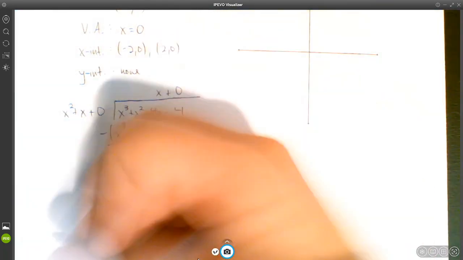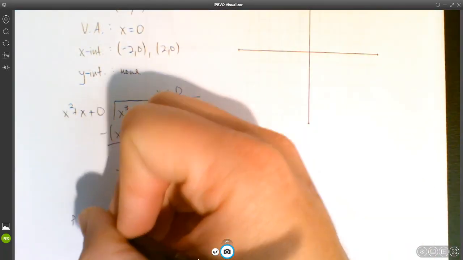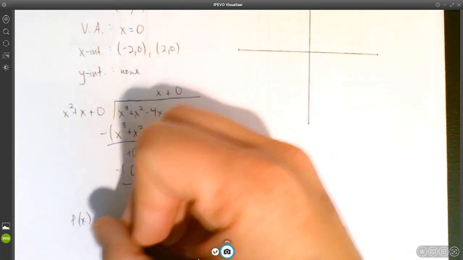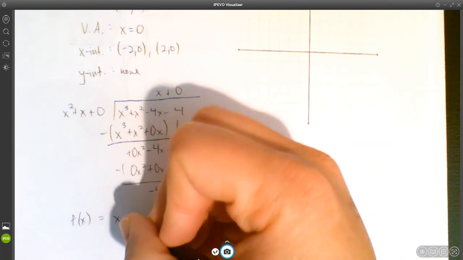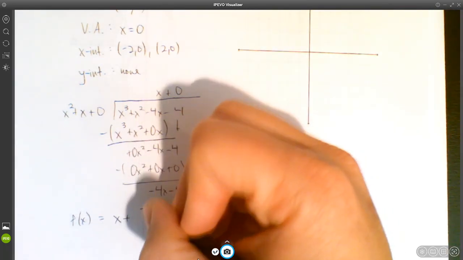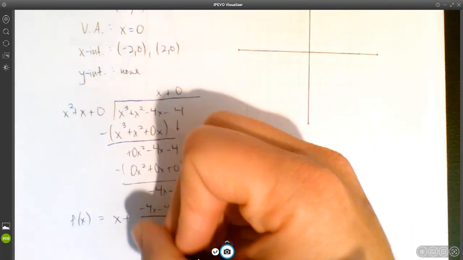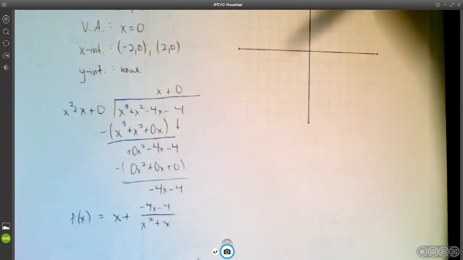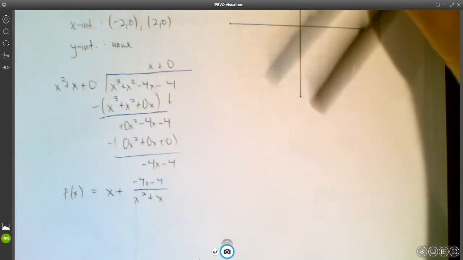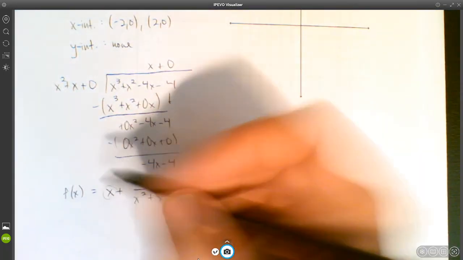Okay, so in other words, f of x is really x plus negative 4x minus 4 over x squared plus x. Okay, so that tells us that our oblique asymptote is x.